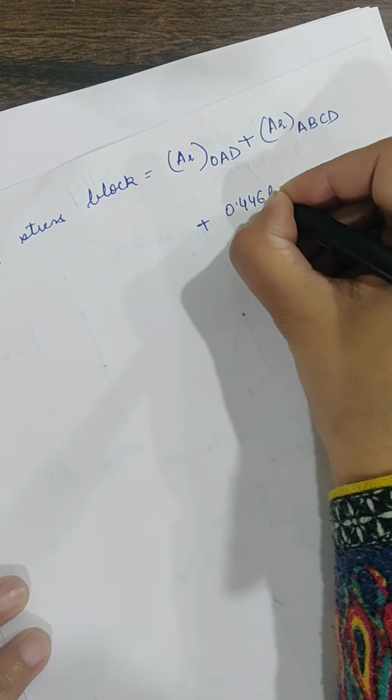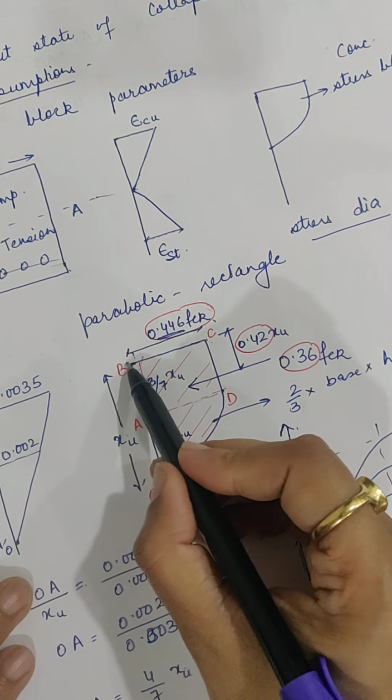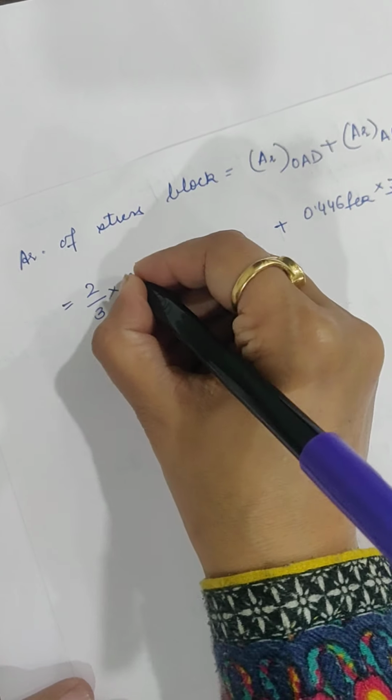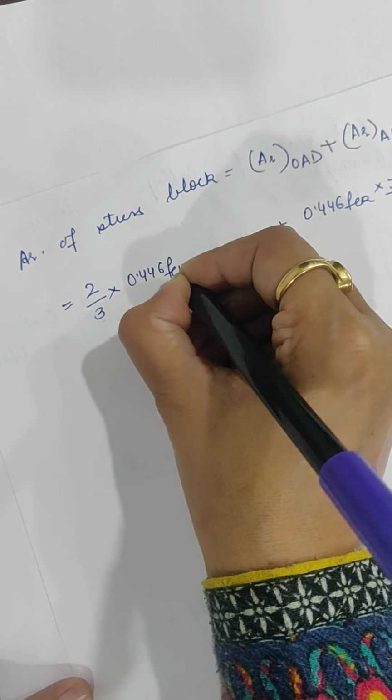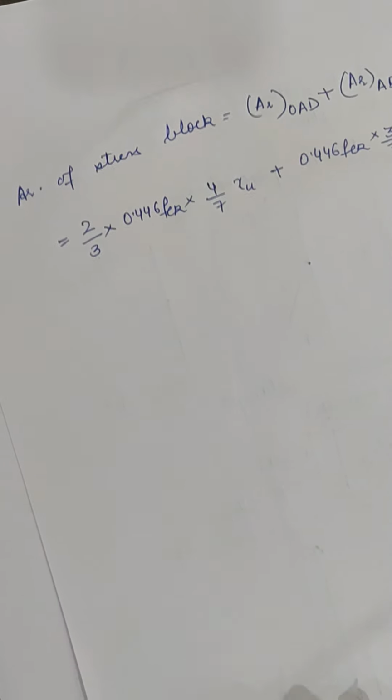Area of this parabolic portion. The area of the parabolic portion is 2/3 of base into height. So 2/3 of base is this, height is this. This value is nothing but 0.446 fck only. So it is 2/3 of 0.446 fck into 4 by 7 Xu. Is it okay? So you do the calculations.